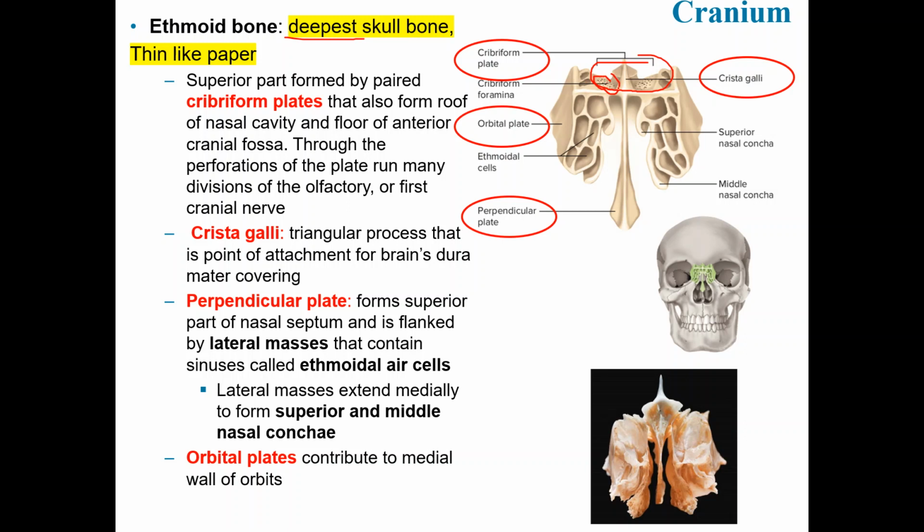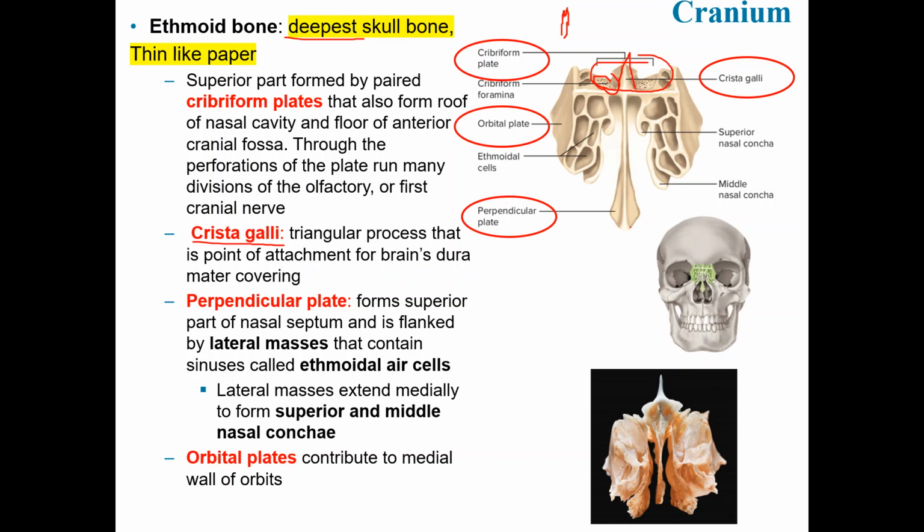Then we have this prominence here, known as crista galli. Remember the crest of a rooster, okay, crista. So this is a triangular process that is the point of attachment of an important membrane of the brain, which is the dura mater. We're going to talk about it when we talk about the nervous system.